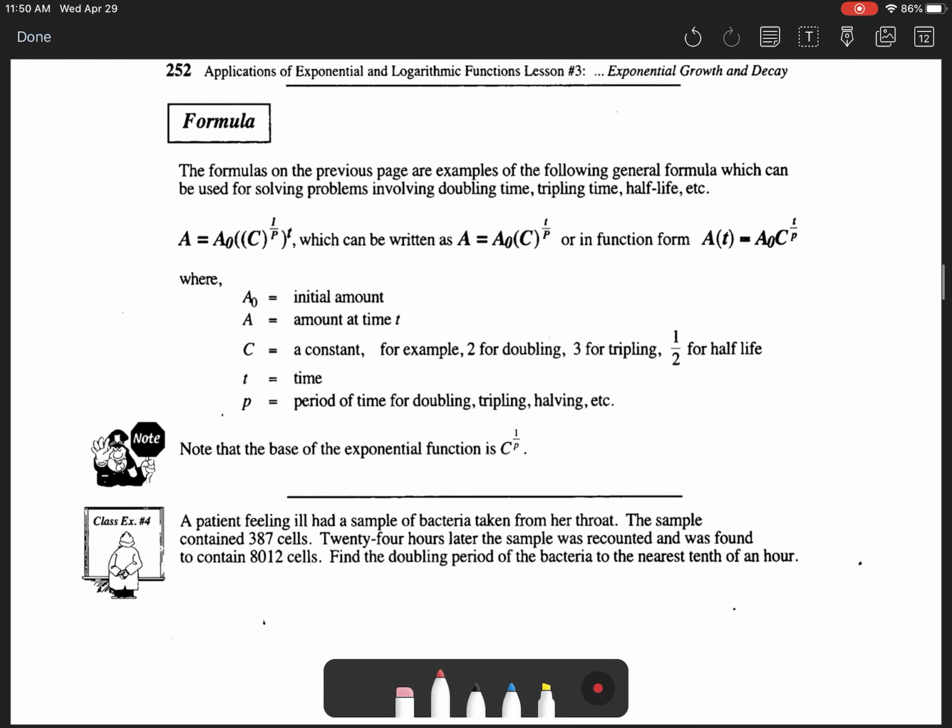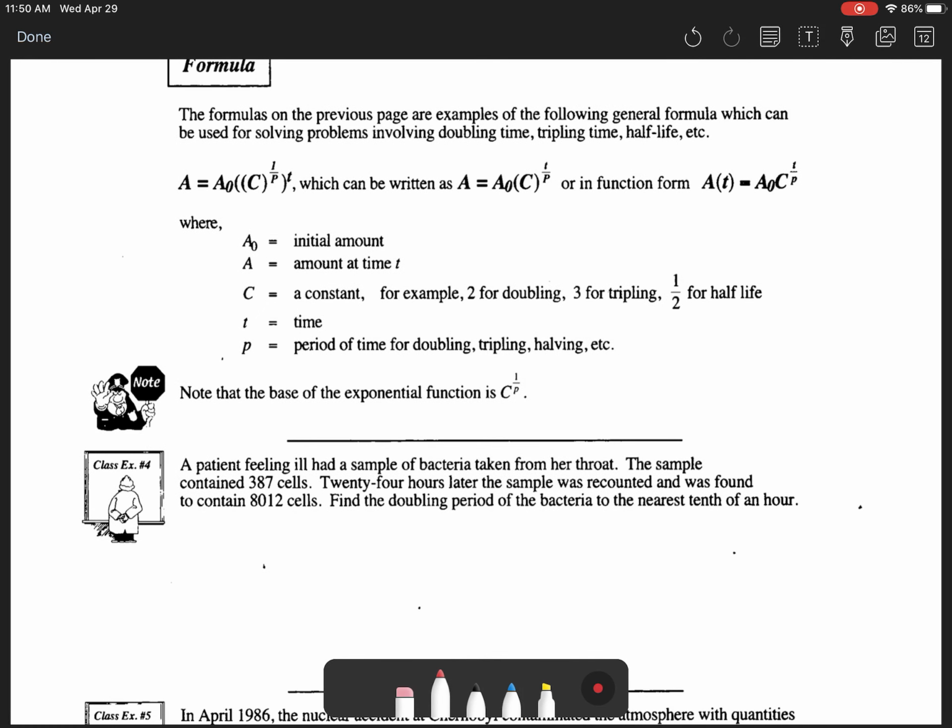So on the next page, they have the formulas for, like I said, doubling time, tripling time, half-life, etc. Those are the key phrases that indicate to you that I'm going to have a very specific b value and your exponent is going to be a rational number. Okay, so that's all that they're working through here in these questions.